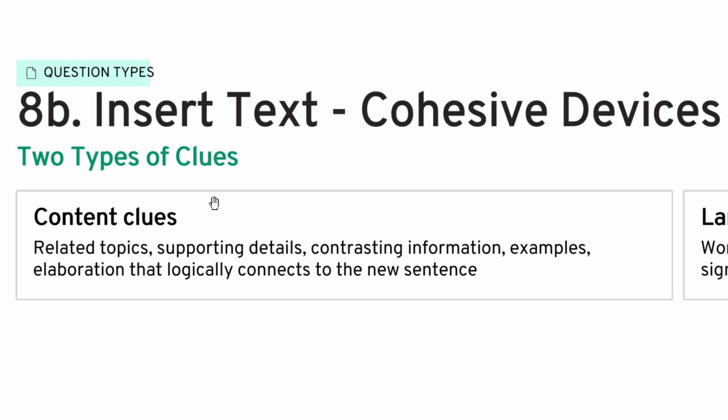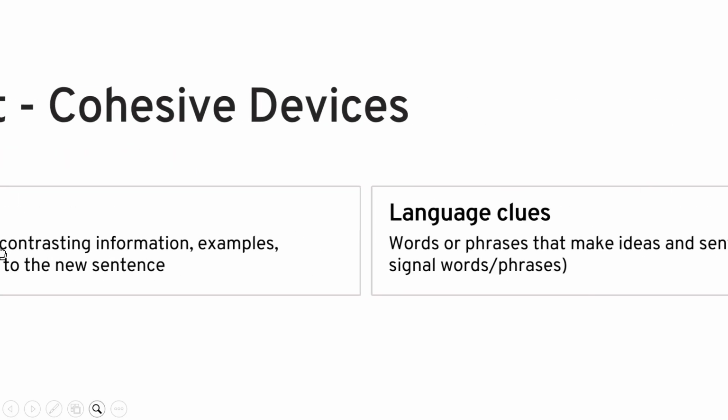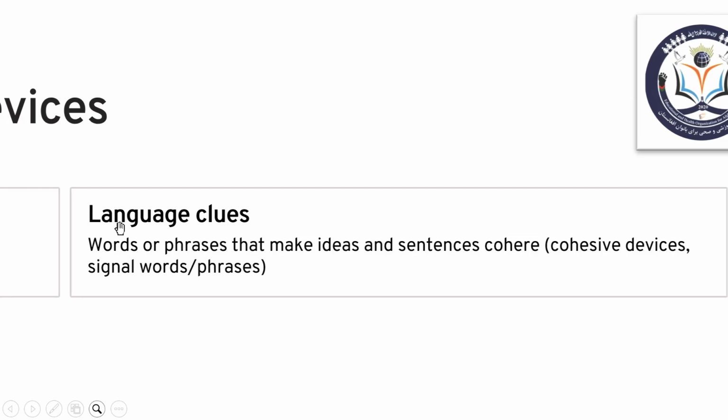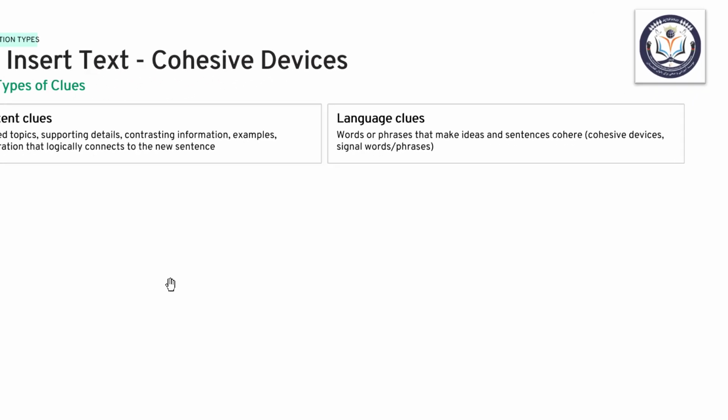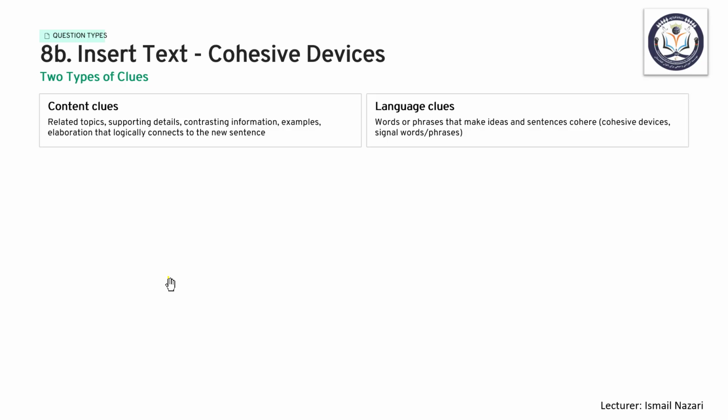We can infer, as we had, for example, near the entrances or completely in the open. It was a content clue. So it is the first type. The second type of clue we can use in order to guess the logical place is the language clues. These language clues are the words and phrases that make ideas and sentences coherent, like cohesive devices, signal words or phrases. Like, for example, provides an example. So basically, in order to go ahead well with the connection, we may use any of these clues, either content clues or language clues. Content clues are the ideas related to the topic, supporting details, contrasting information, examples, elaborations, any of them. And language clues are cohesive words and transition signals.